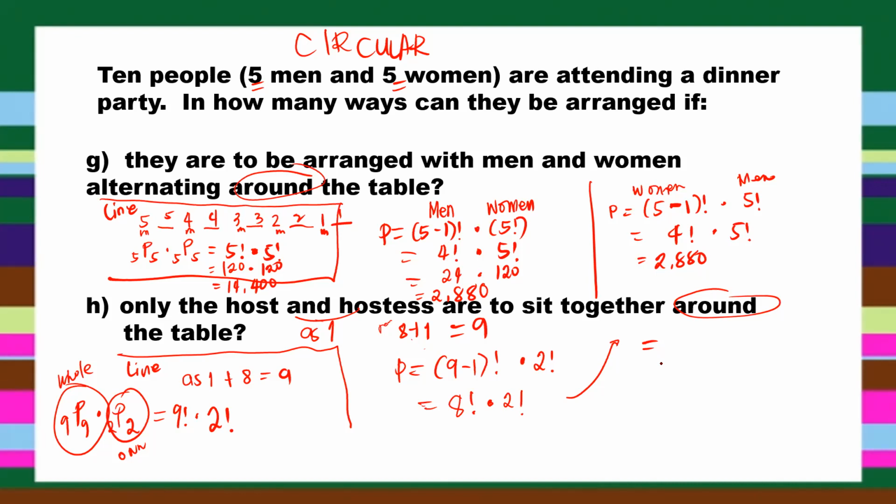Ano na po? 80,640. 80,640? 40? Opo. Okay. So, makikita nyo yung difference nila, no? Sa pag-line, hindi lang tayo nagsusubtract ng 1. Same process, pero pag circular, nagsusubtract tayo ng 1.